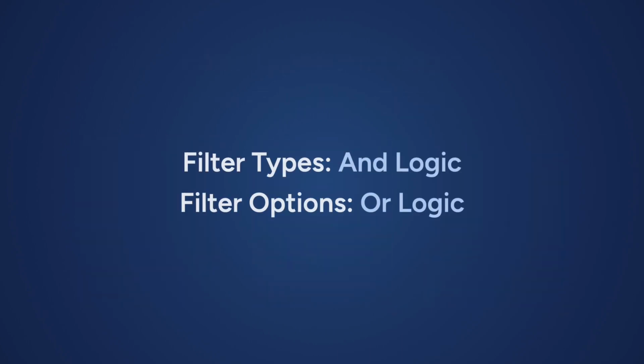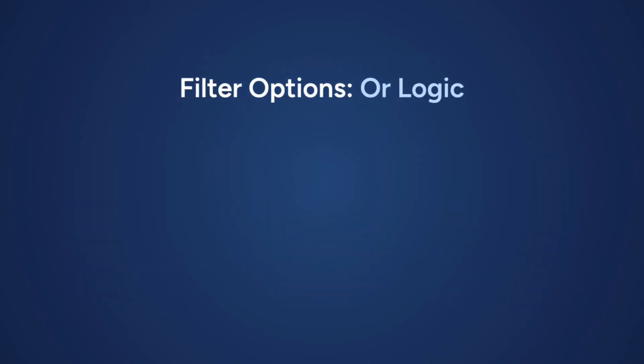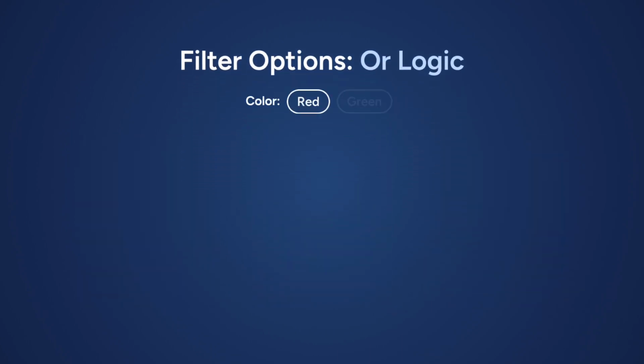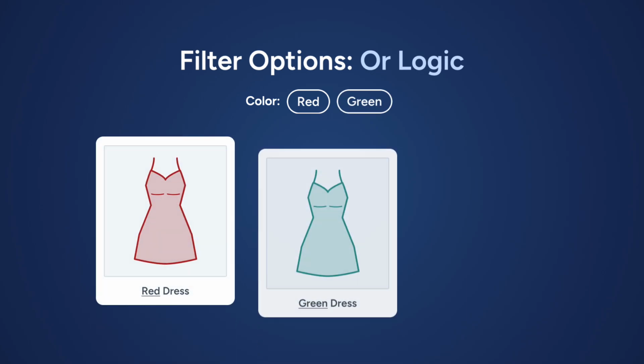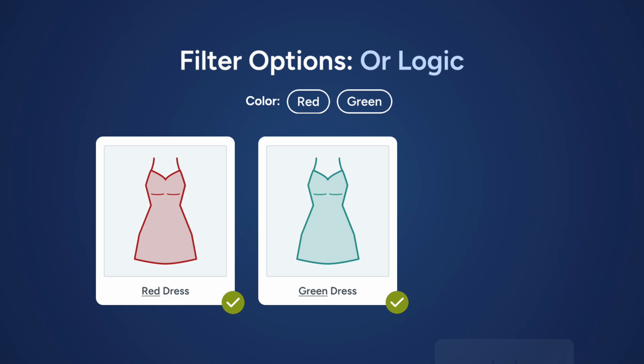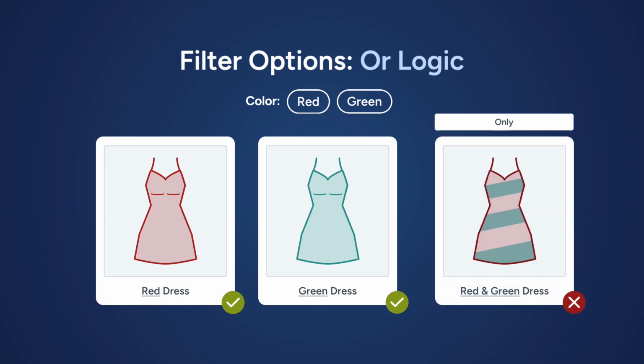OR logic for filter options means if a user selects both red and green from the color type, items in both colors are included in the filtered list instead of only items that are a mix of red and green. In other words, OR logic is used for filter options.